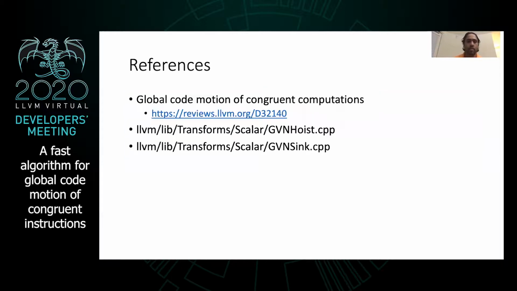The patch is on LLVM Phabricator, and the references, like GVN Hoist and GVN Sink, have some ideas there as well. This patch is up for review. This is a slightly older work. You can see from the diff number, it's 32,000. It's been a few years since this patch was submitted. So I would request people to go and review the patch.